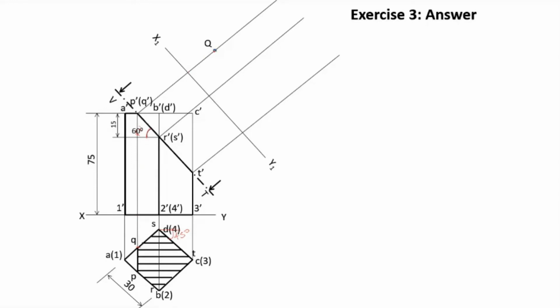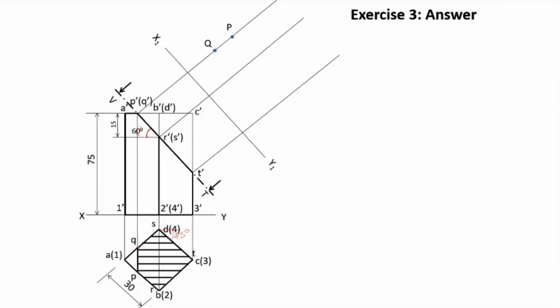So that is Q. And now in order to mark the point P, P dash and Q dash have the same projector. So in that case, the distance of P from the XY line. XY line is this line. So from this line, from this point to this point, the distance is taken and that particular distance is marked here. So that is P.